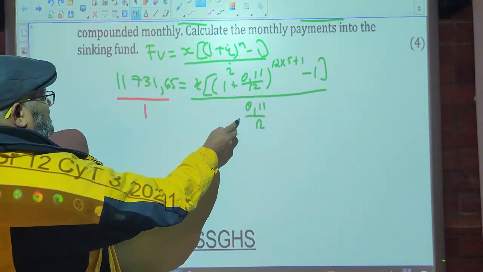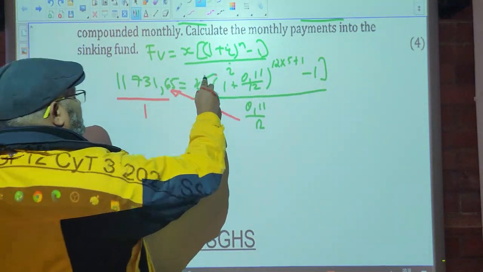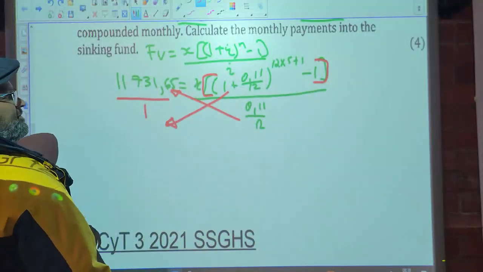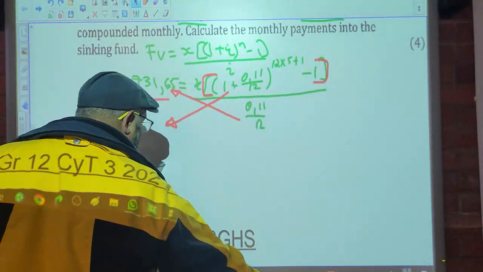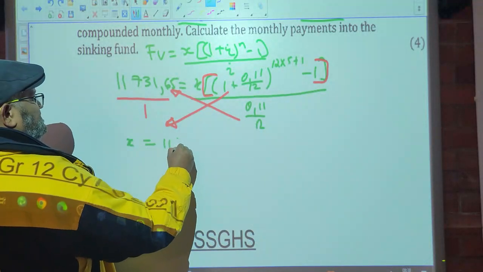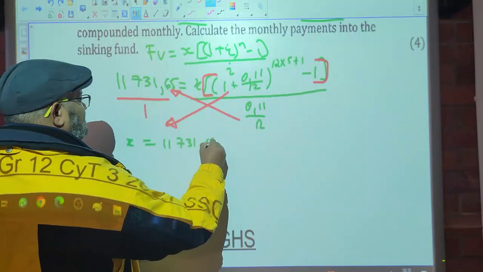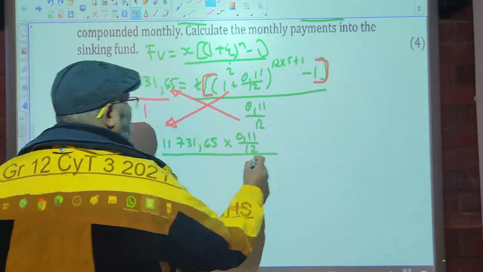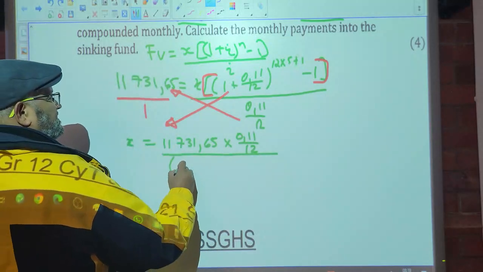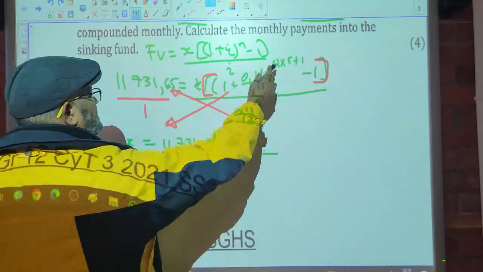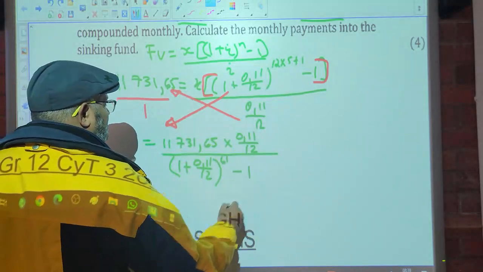Some manipulation of the formula here. So that's a natural over 1, that's going to go up, and this interest factor is going to come down here. Okay, and that's how we'll get x down on its own. So x is equal to 11,731.65 multiplied by 0.11 over 12. That's all over, open brackets, 1 plus 0.11 over 12 to the exponent 61, minus 1.